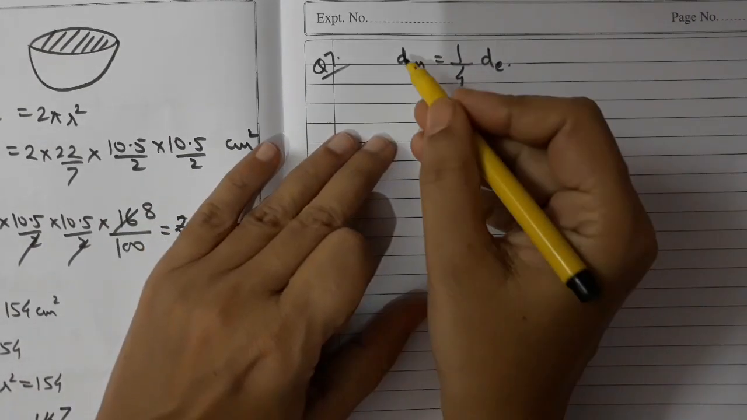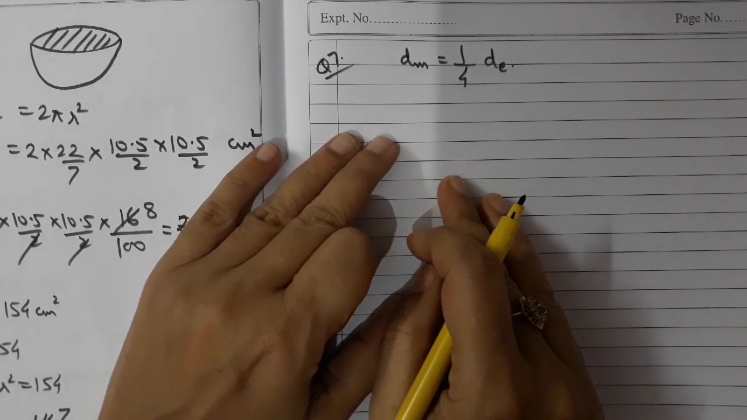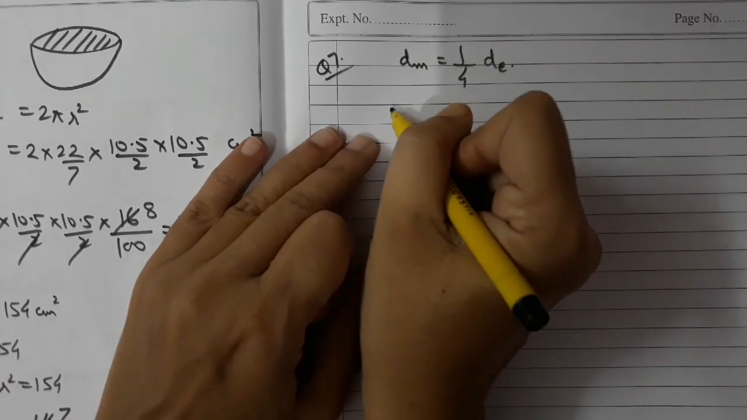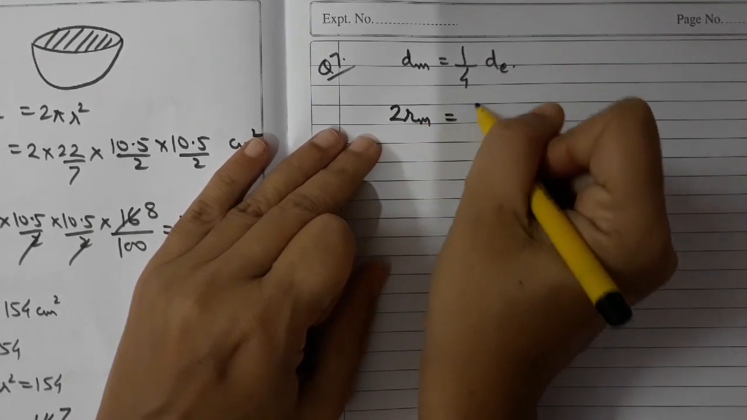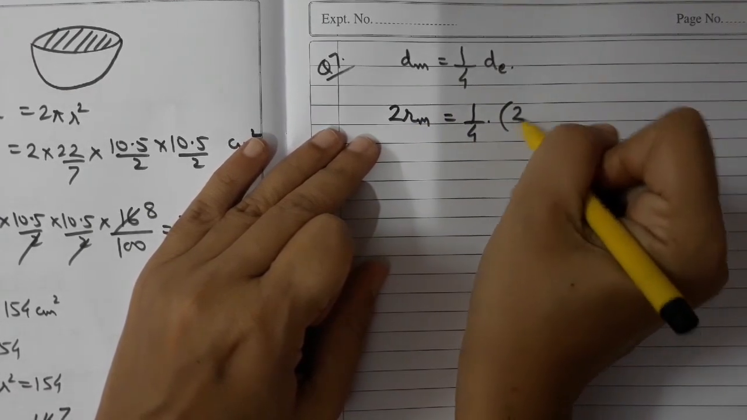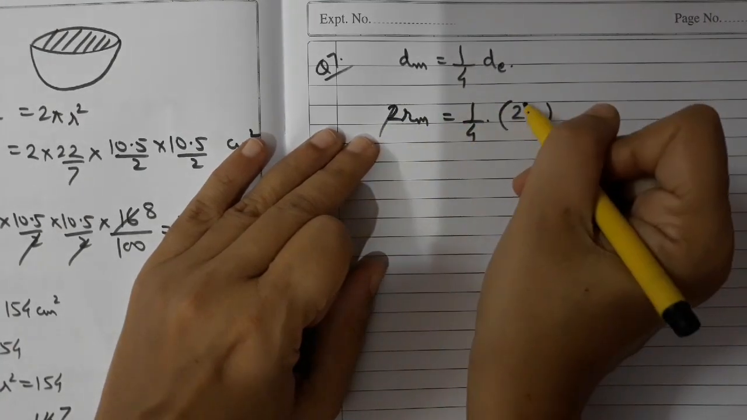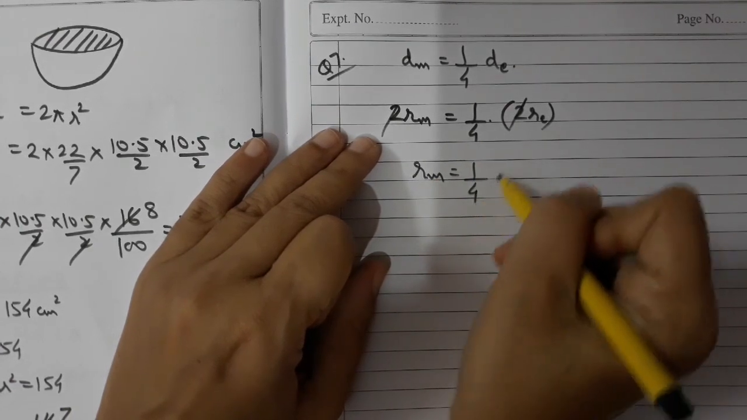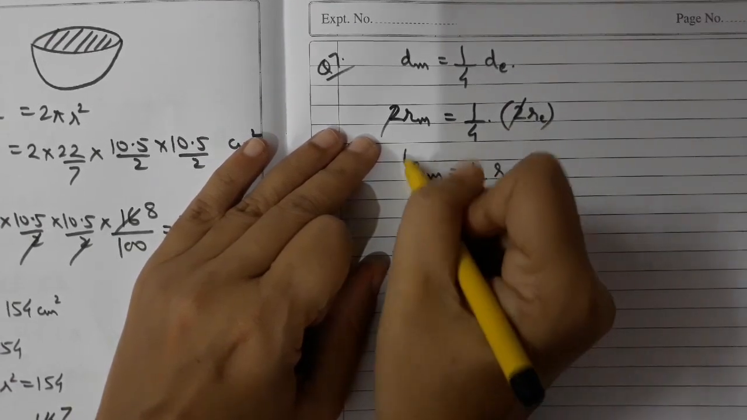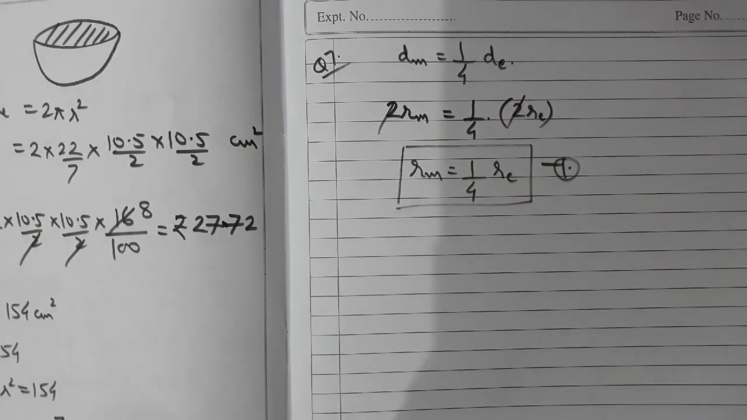Now the diameter of the moon is given to us as 1/4 of the diameter of the earth. Diameter can be written as twice the radius. So twice the radius of the moon is 1/4 of twice the radius of the earth. So 2 and 2 get cancelled and we obtain that the radius of the moon is 1/4 of the radius of the earth. Let this be equation number 1.